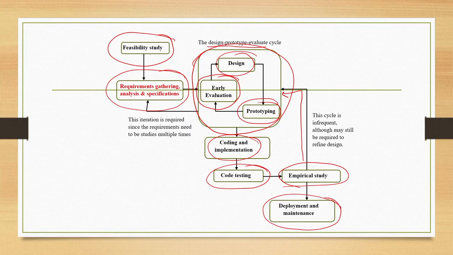Among these stages we are currently covering the requirement gathering, analysis and specification stage. We have already learned what we mean by requirement gathering, analysis and specification. To recap, there are two things involved. One is requirements for whom, and then how to specify those requirements. The first question is, for whom are we collecting the requirements.